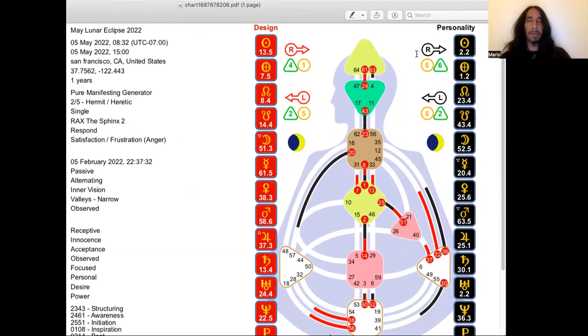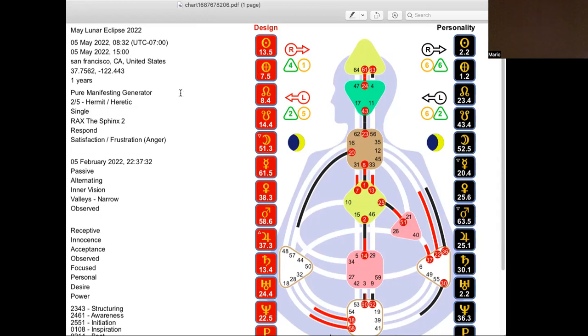And I'm going to close my image for a second so I can read the write-up that I have. Hopefully you guys can still see my cursor. So what you'll notice is the first thing we have, of course, is the birth information.